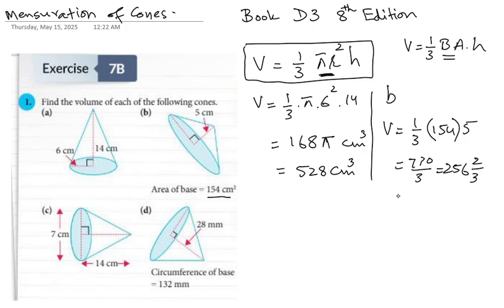Or we can write this again correct to three significant figures as 257 centimeters cube, which is the volume of part B's cone.